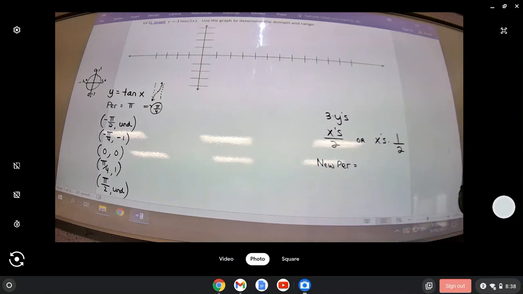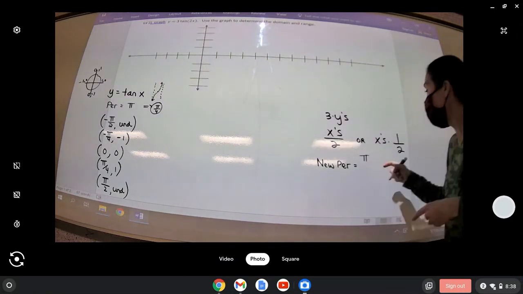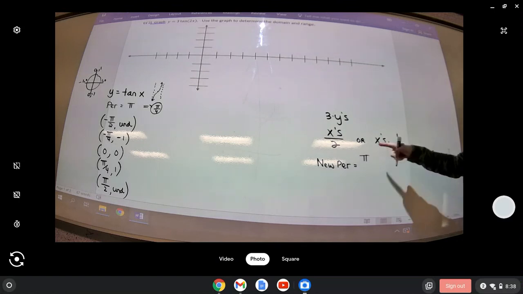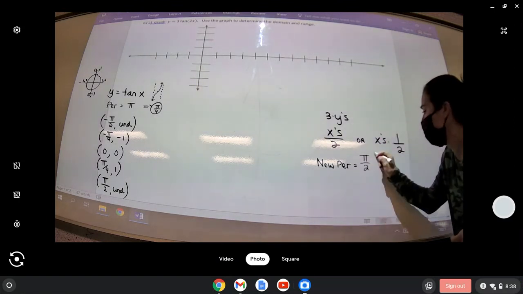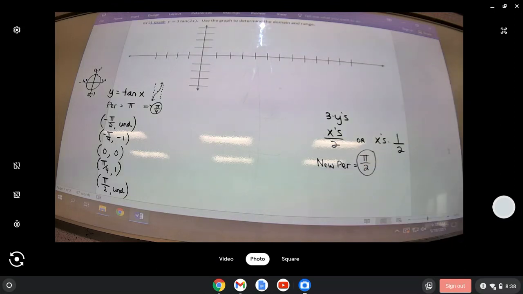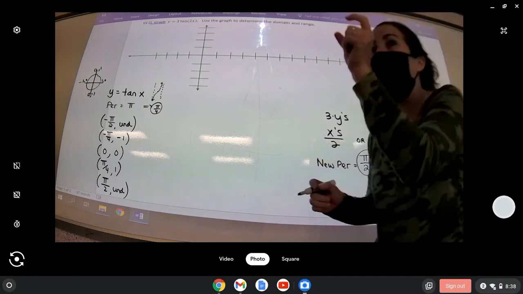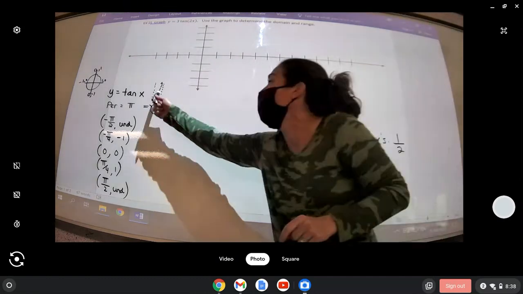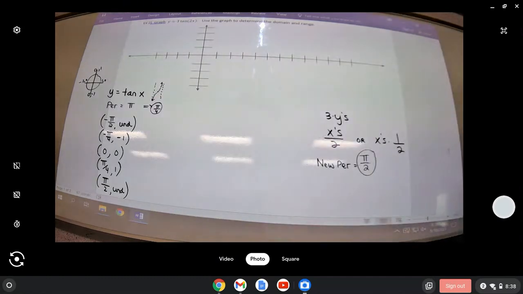Well, to get your new period, you take the old period, which was pi, and you just do whatever you did to your x's. I'm dividing my x's by 2. So take your old period and divide it by 2. All right, that means our new period is pi over 2. Now it only takes pi over 2 units to create one cycle of the tangent curve.